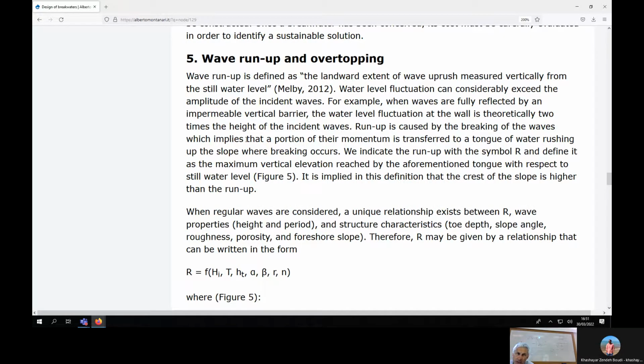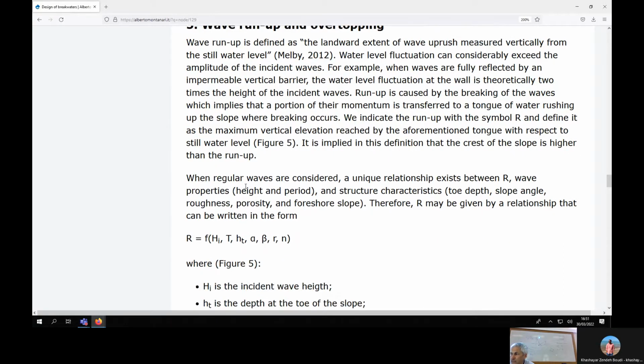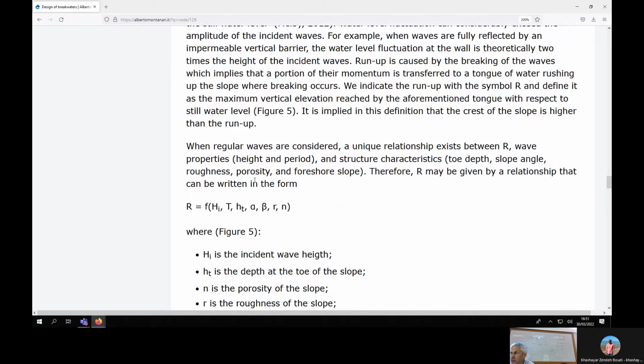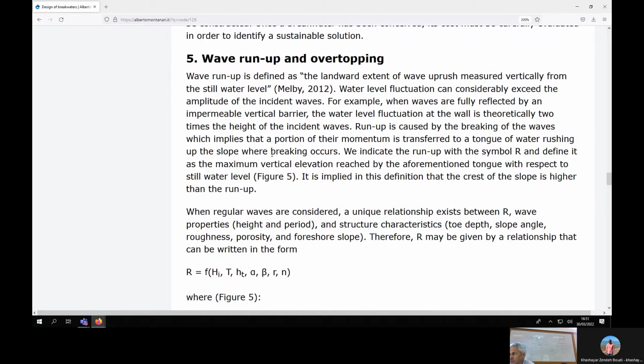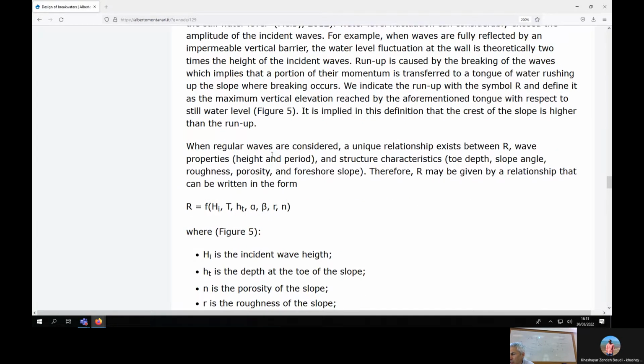Did you discuss with Professor Archetti about run-up? So the formulas for estimating the wave run-up are already known to you. We talked about it. I cannot remember the formulas at this moment. Okay. Anyway, basically, there is nothing to really learn here.